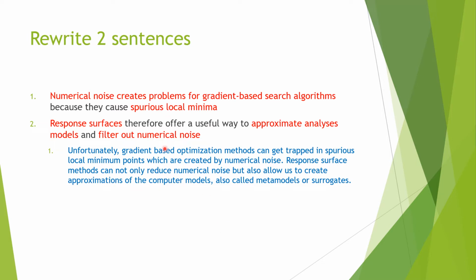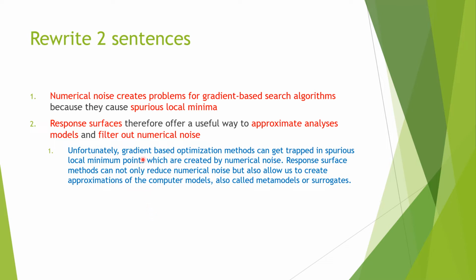I pick the next two sentences here, and here the main concept is that numerical noise tends to create spurious local minima which cause problems for gradient based search methods. And therefore response surface methods are good because these will tend to smooth out these noisy functions and filter out numerical noise. So I rewrite this in the blue here. I add a transition word, for example, unfortunately, and this gives some feeling to the sentence.